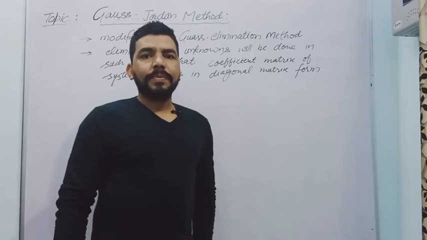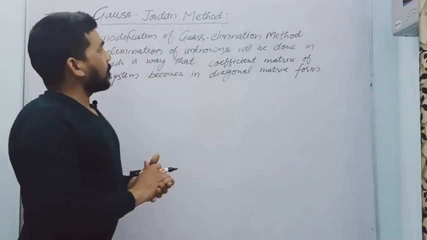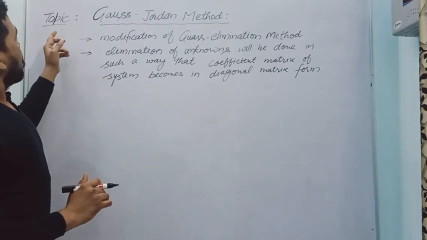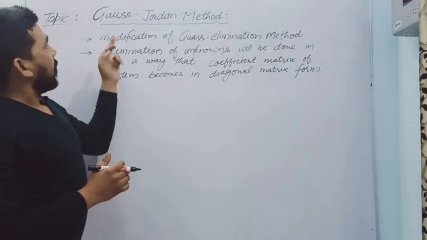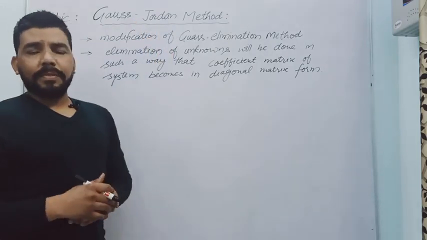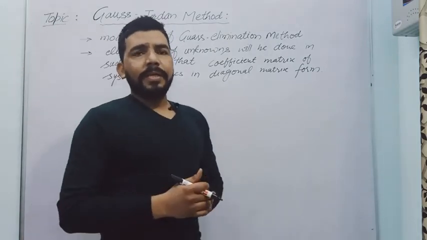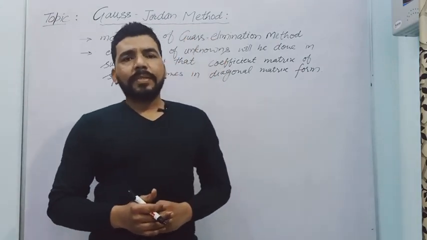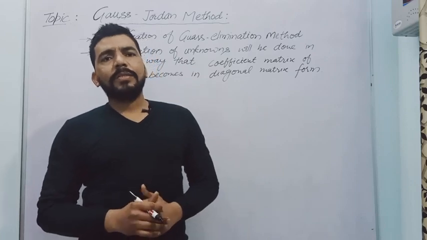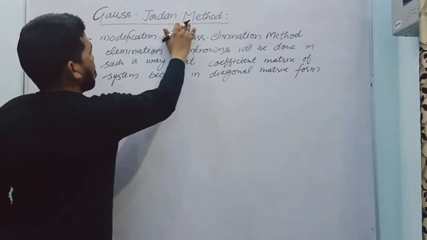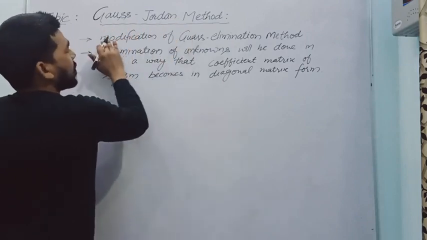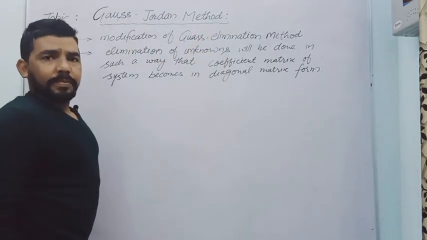Hello students, today I will discuss with you the method to solve the system of linear equations, and the method is the Gauss-Jordan method. If you have seen my last lecture, there we discussed the Gauss elimination method to solve a system of linear equations. Now, the Gauss-Jordan method. What is the Gauss-Jordan method? This is just a modification of the Gauss elimination method.